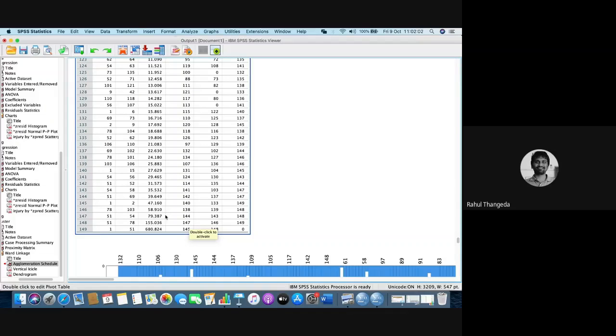And I'm counting how many are there from 147. So 147, 148, 149, 3 are there. So I am actually dividing this entire set of 150 classes into 3 groups.